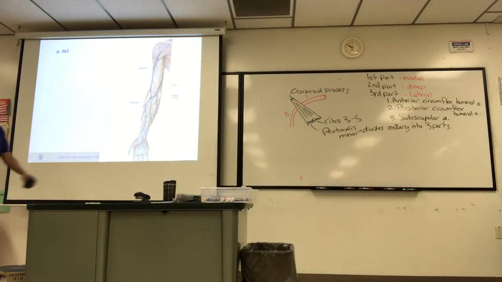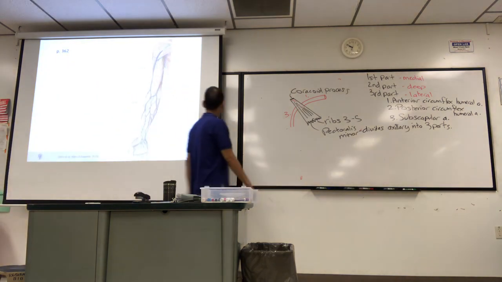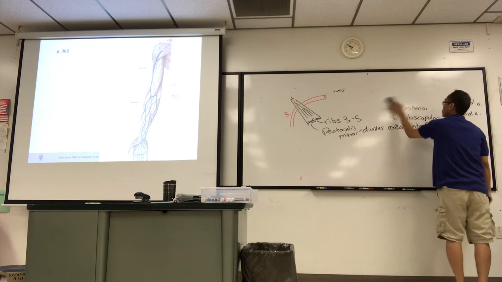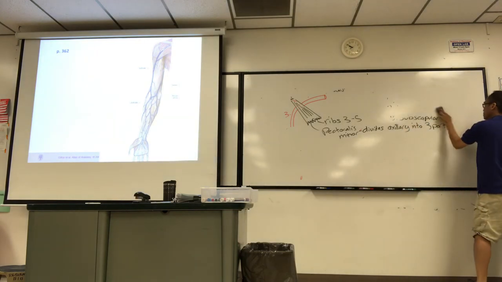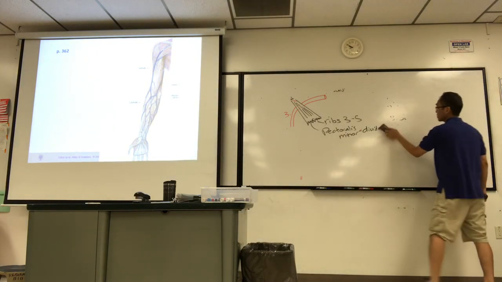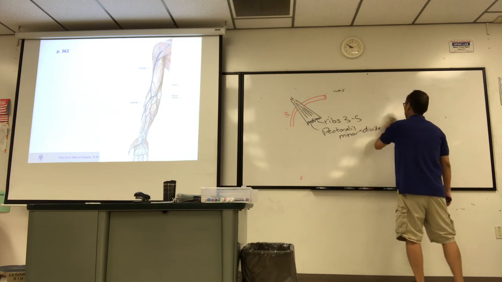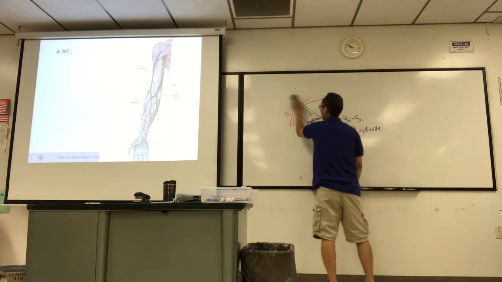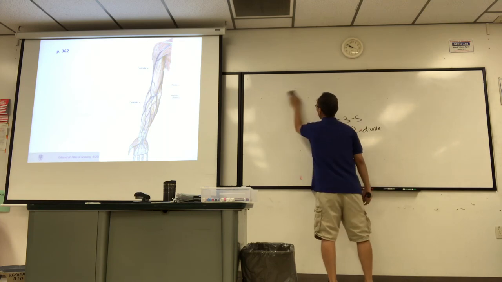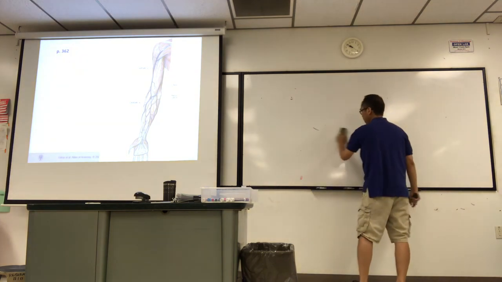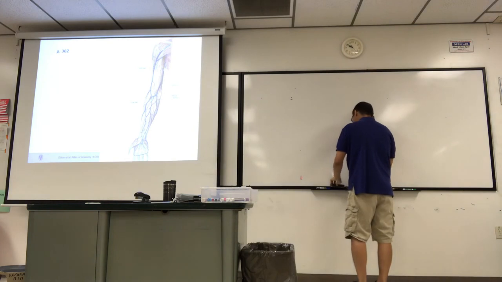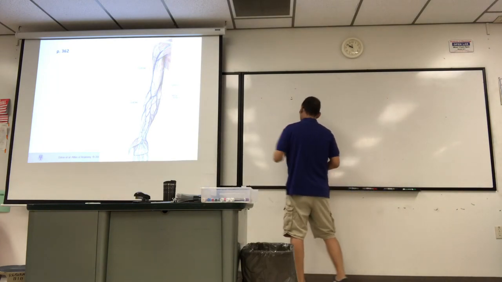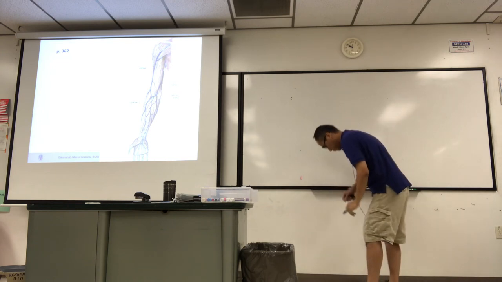Cephalic, basilic, median cubital. Now the cephalic vein, I already mentioned it. Let's call these the superficial veins of the upper limb.